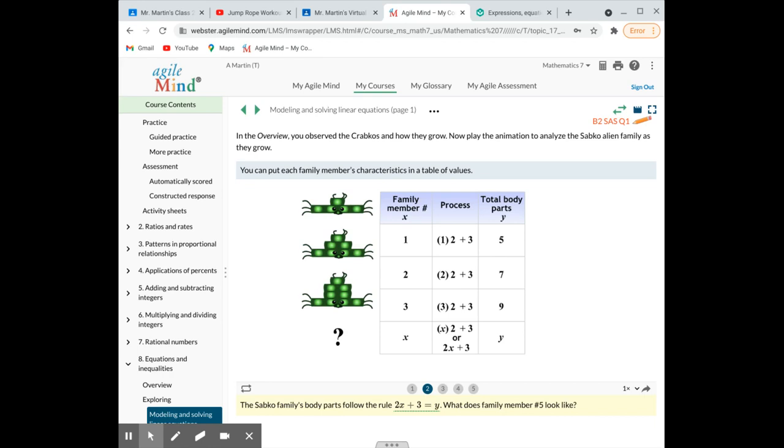All right. So if you have not sketched him, I want you to try to sketch him. So think about this. What would family member number 5 look like in the body section area? It would have 3 rows of body in between. No, it would have 5 rows. Okay. So explain.